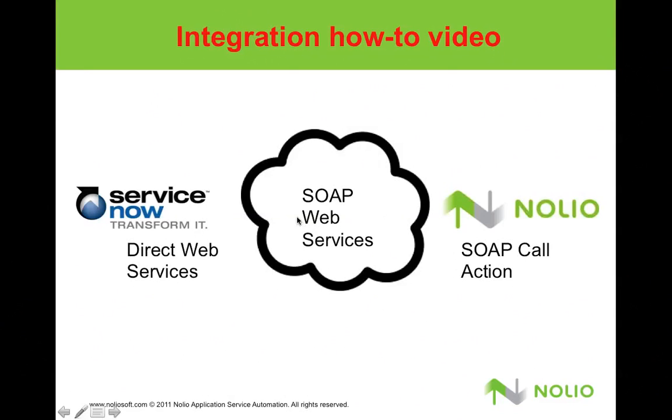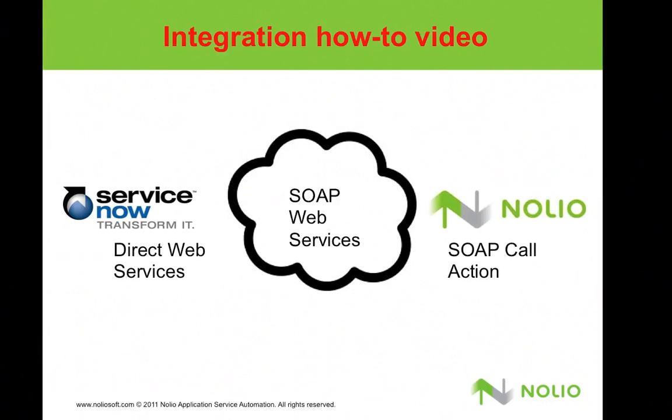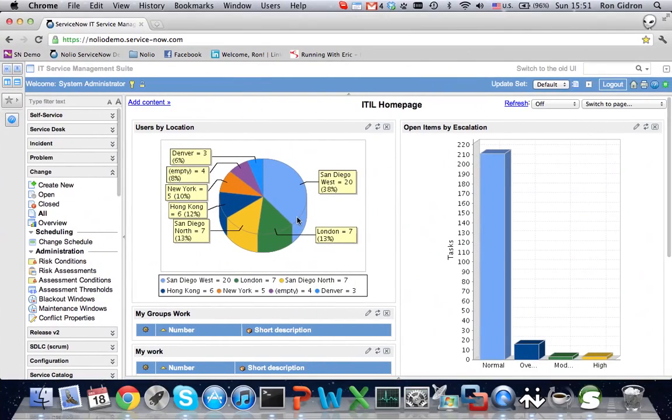Hi, welcome to Chapter 4 of the Nolio to ServiceNow Integration How-To series. In this chapter, we'll be starting to explore how to update ServiceNow from a running Nolio process. Specifically, we'll be using ServiceNow's Direct Web Services facilities and Nolio's SOAP call action to complete the task. So let me show you how it's done.